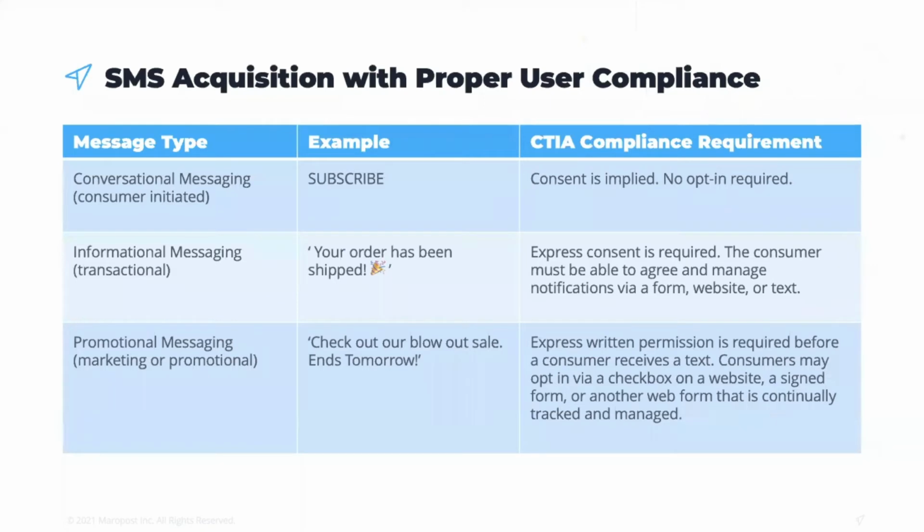Lastly, we also have the promotional messaging, which seems to be the use case that most attendees here today are here to learn about. And this is things like, check out our blowout sale, it ends tomorrow, or the example of Walmart updating customers, letting them know when their rollbacks are happening. So in this case, written permission needs to be expressed and required before a consumer can receive a text message. So this means that you need to have the opt-in checkbox with all of your terms and conditions and privacy regulations that the customer has signed off on before you can even message them.